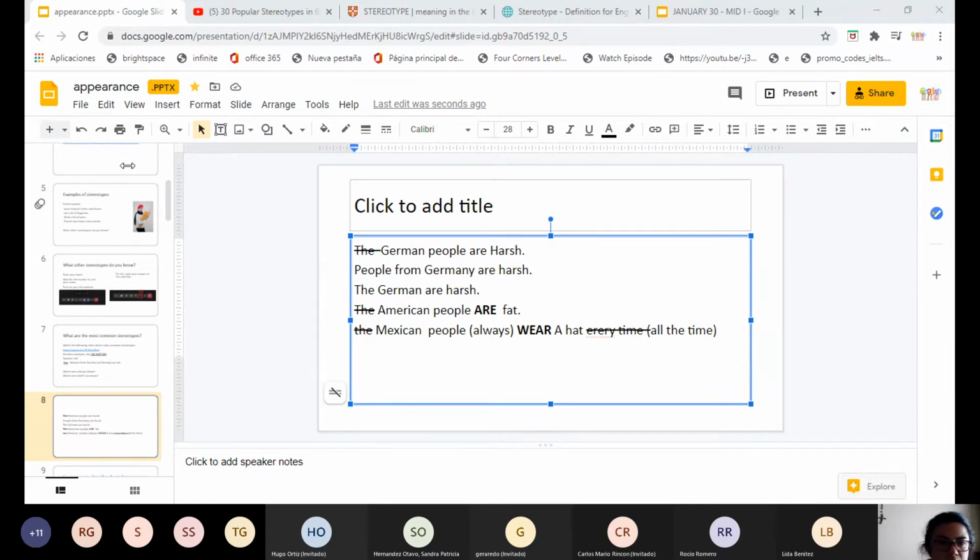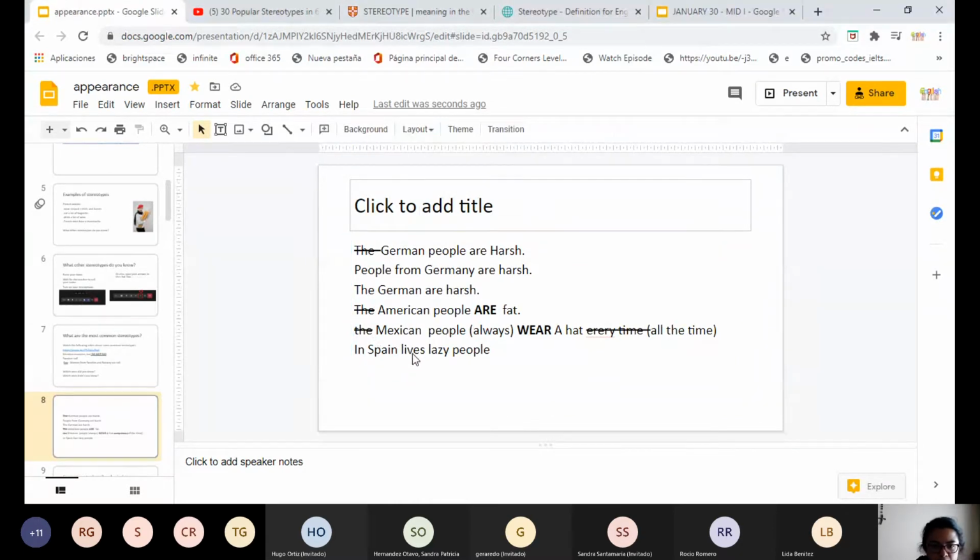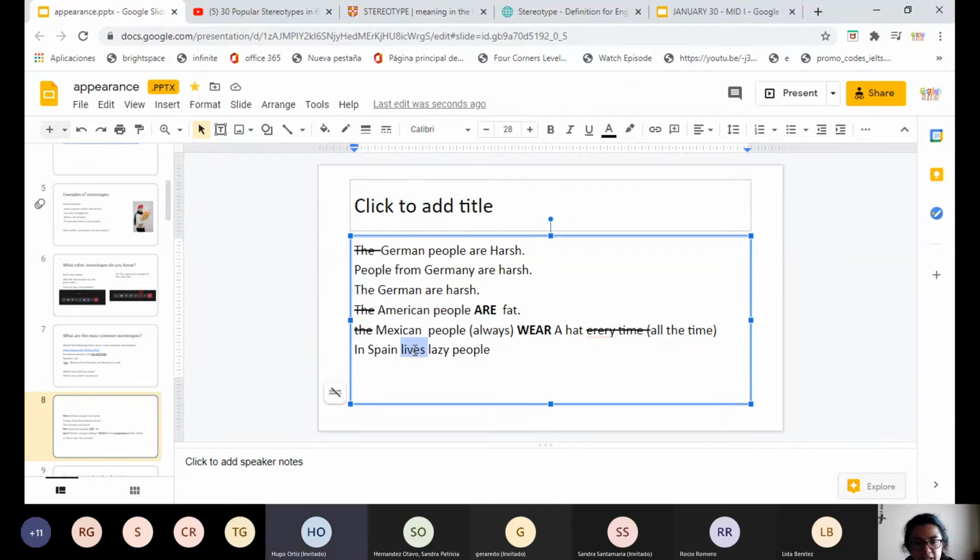Let's see. Here we are, guys. Sorry. So how can we organize this idea, guys? In Spain lives lazy people. Any ideas? How can we make this sentence a little better? Lazy people lives in Spain. That's much better. Yes, I agree. So lazy people lives in Spain.